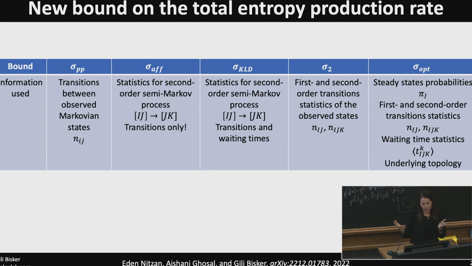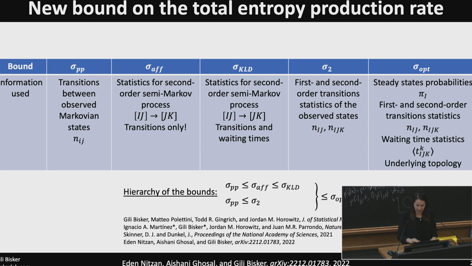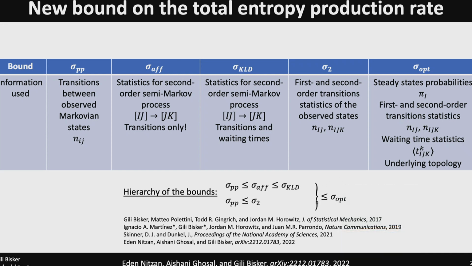Okay, so to complete the picture for our bound, which we call sigma optimal, we require the steady state probabilities, the first and second order transition statistics, the waiting time statistics, or the moments of the waiting time distribution, and their underlying topology. And now, and this is what we show in this paper, we have a better bound that outperforms previous ones.